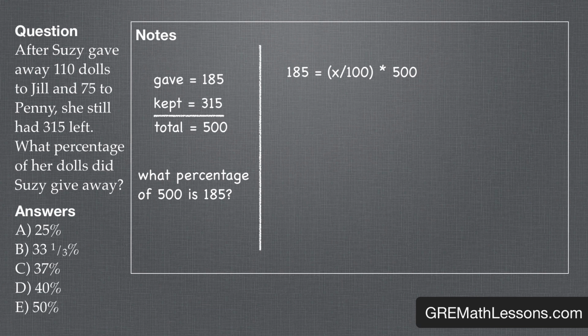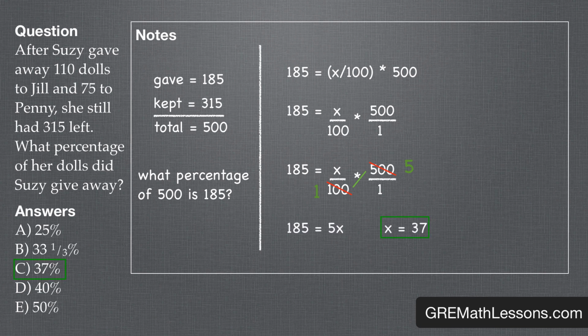Here's where we can use the canceling trick that we learned earlier. We can change x over 100 times 500 to x over 100 times 500 over 1, since 500 over 1 is the same as 500. 500 and 100 have a greatest common factor of 100, so they become 5 and 1. Once we do the multiplication, our whole formula reads 185 equals 5x. We divide both sides of the equation by 5 and get x equals 37. Our final answer is 37%, which is also answer C.